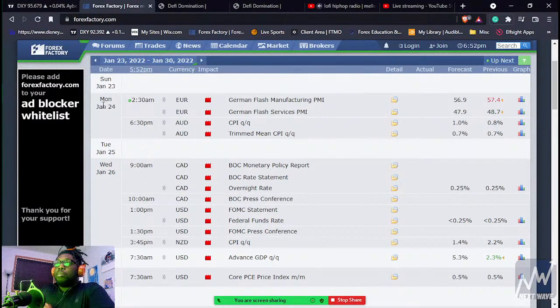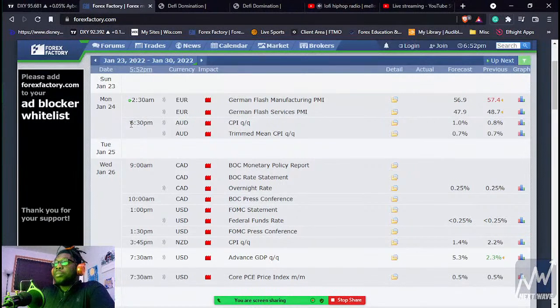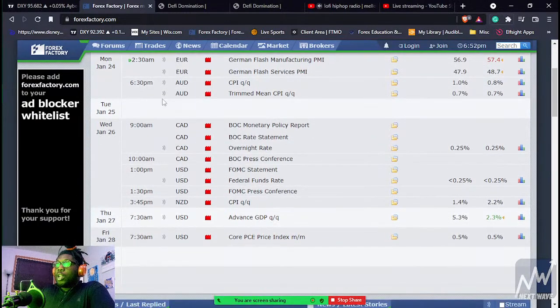Now, Monday we have Euro news, German Flash Manufacturing PMI, and German Flash Services at the same time, 2:30 a.m. Central Standard Time. And then at 6:30 p.m. we have Australian dollar news with the CPI and the trimmed mean CPI. So that's what we're going to be watching on Monday with the Euro and Australian dollar.